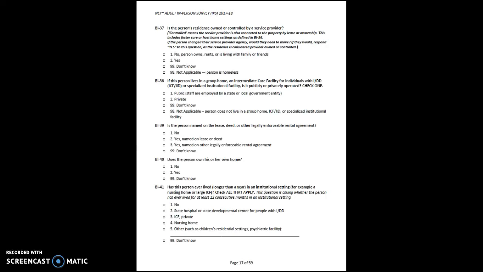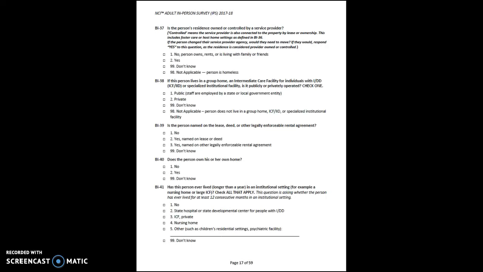Question BI 38 is if the person lives in a group home, ICF, or other specialized institutional facility, whether it's publicly or privately operated. Question BI 39 is whether the person is named on the lease, deed, or other legally enforceable rental agreement. And we do have separated out those yes responses, so the person is named on the lease or deed, and separately that the person is named on another legally enforceable rental agreement.